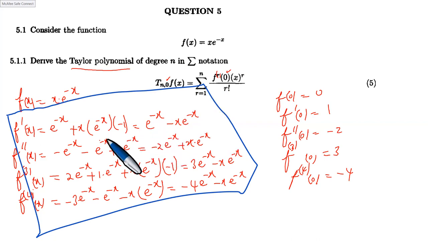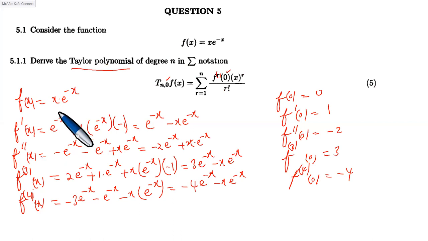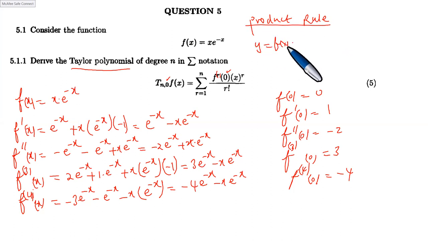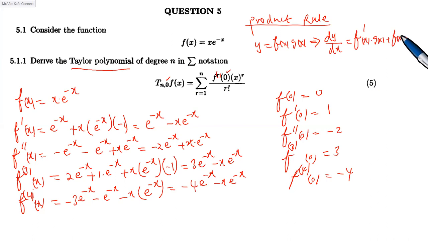Great. To get that part, we are actually just performing differentiation. Given the function f of x, which is x times e to the minus x, the first derivative can be obtained using the product rule. What does the product rule state? The product rule simply says y equals fg means the derivative of this product, dy/dx, is f prime g plus f g prime. Okay.